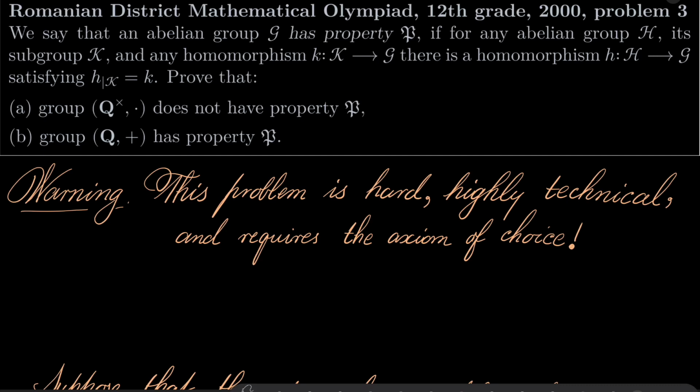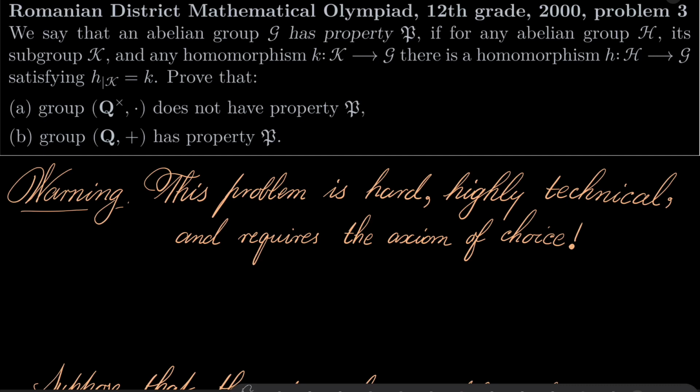Really, it's a problem from pure mathematics studies, but in Romania it was given to 12th graders. This problem is hard, highly technical, and requires the axiom of choice, namely its equivalent version, the Kuratowski-Zorn lemma. Here are my hints, or rather the outline of the proof.